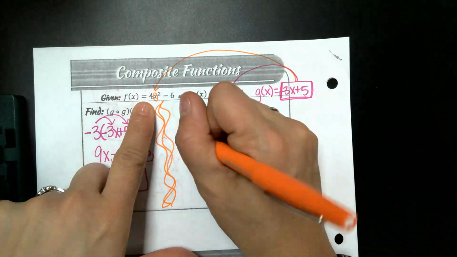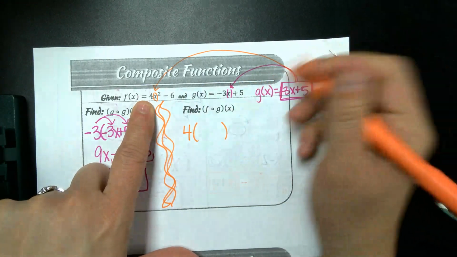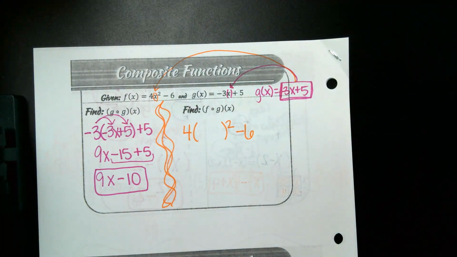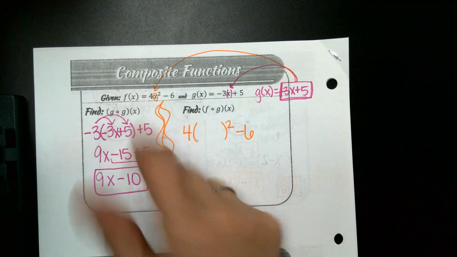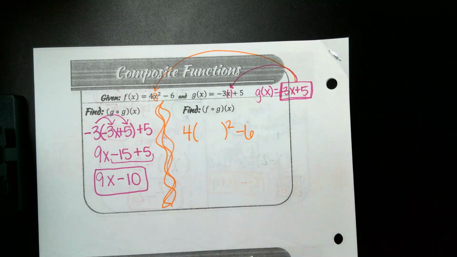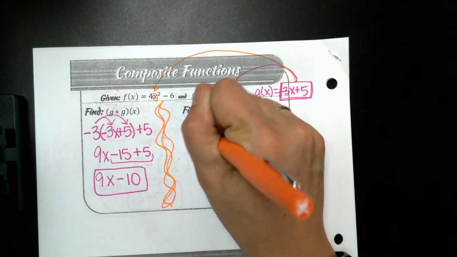Here's the original F: 4, then something is going to be squared, minus 6. That was the original. I'm leaving this blank because I know I'm taking that x out. And what am I supposed to be putting in here? Negative 3x plus 5.